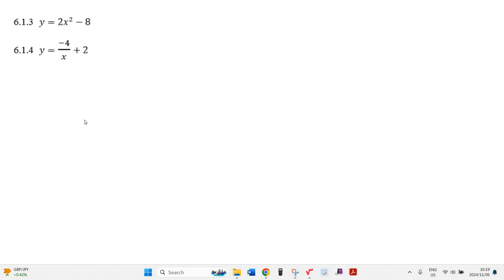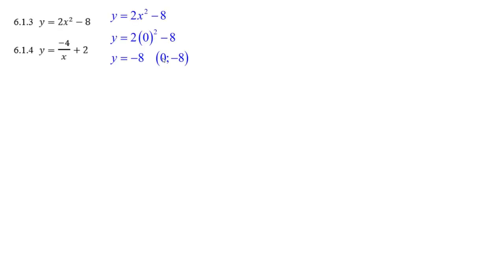Okay, let's try these two functions. This one here, that's a parabola. The one below it, when x is in the bottom, that's a hyperbola. But it's the same story with functions. If you let x equal 0, you get the y-intercepts. Well, 0 times anything is 0, so you just get minus 8, 0 and minus 8.